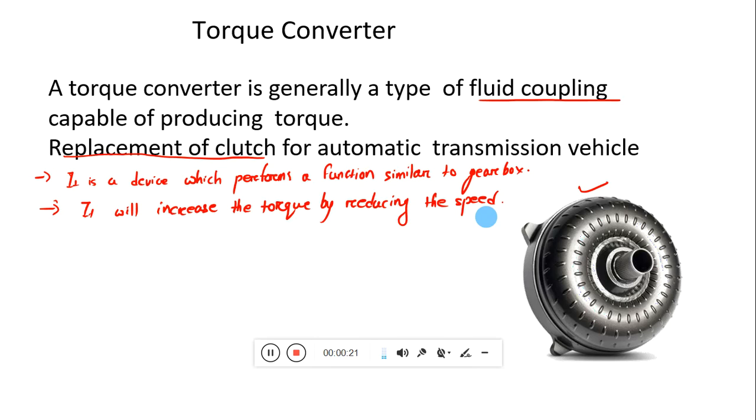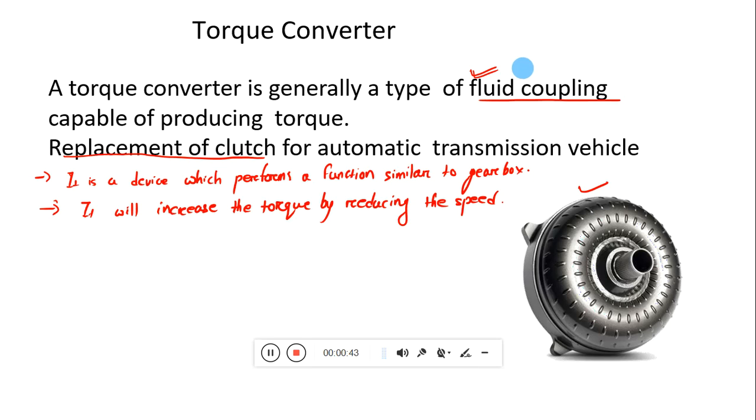Basically, a torque converter is a type of fluid coupling that is capable of producing torque. You may have an idea about fluid coupling, and eventually I will also tell how the torque converter is different from a fluid coupling. There is a little bit of difference between these two.